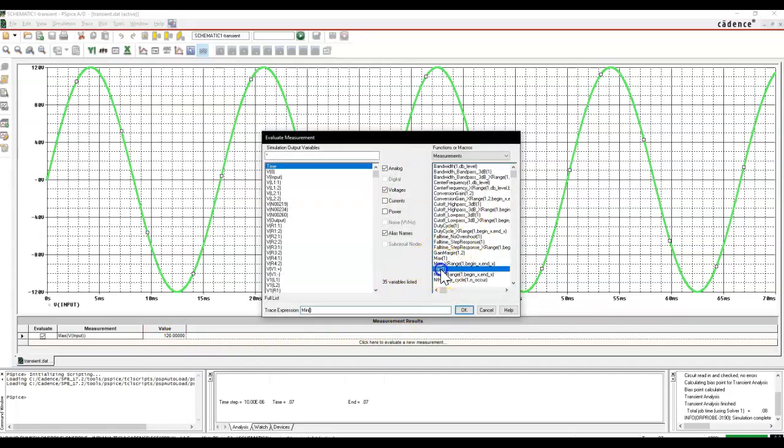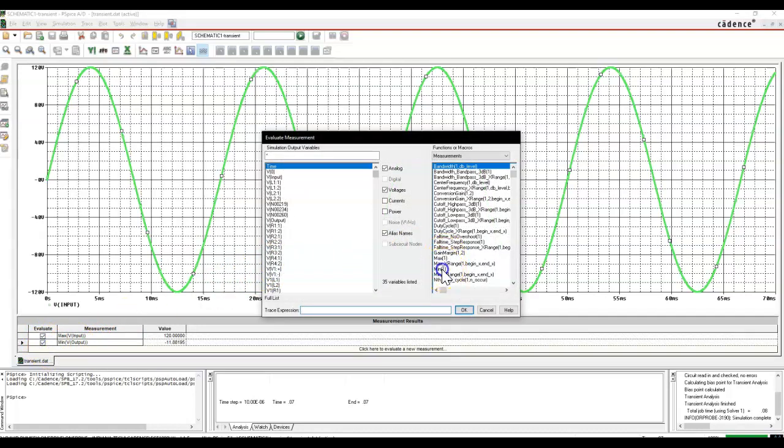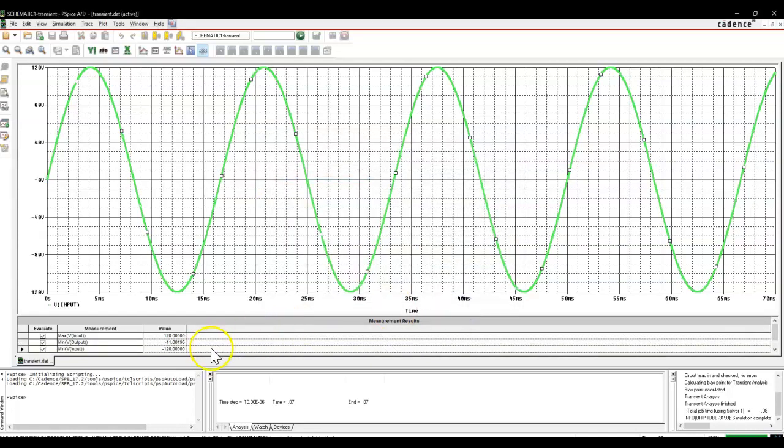Oh, well, I could add another measurement. Maybe I want to know what the minimum of the output is. Minimum of the output is minus 12, which makes sense. I meant to really do the minimum of the input, but that's okay. I'll do that one next. Let's look at the minimum of the input. Minus 120, which makes sense. The input goes up to 120, down to negative 120. And so that's my input.